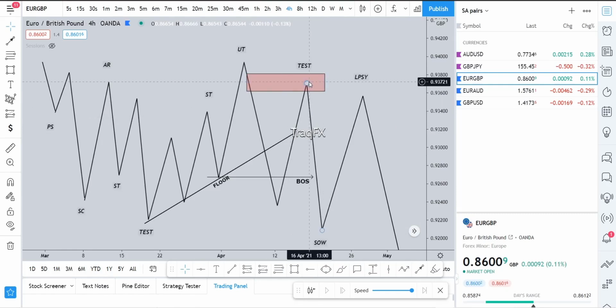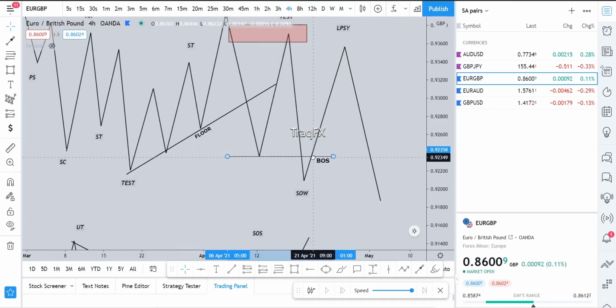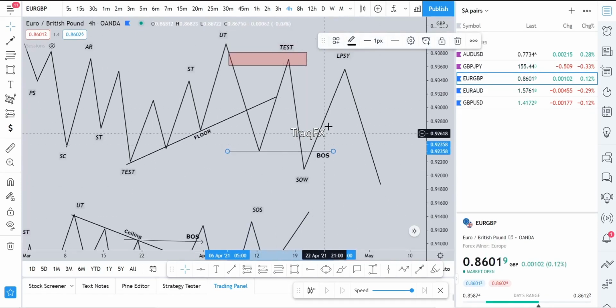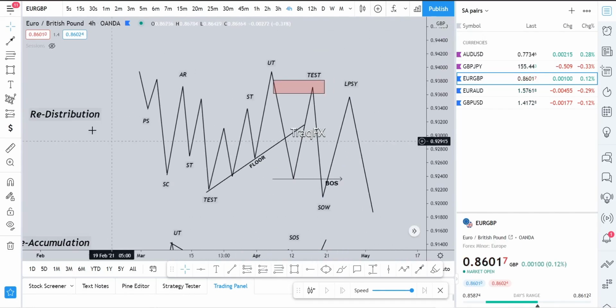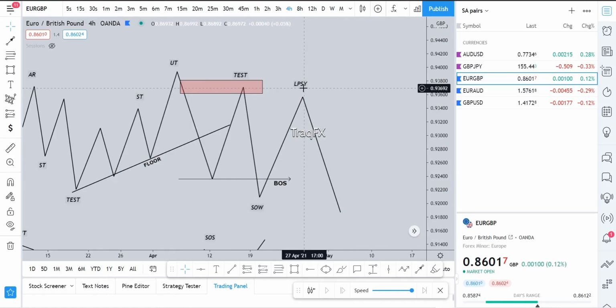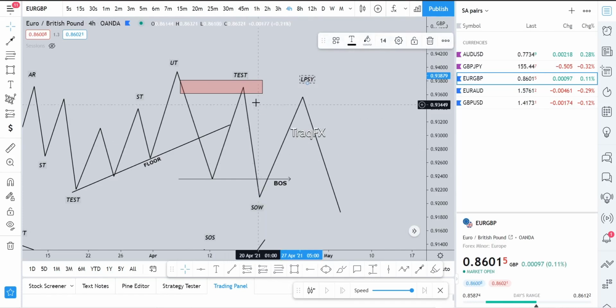We can use that as an entry along with our other confirmations. After that, price will continue towards the downside. Ideally, we should see another break of structure, confirming that we are now going to see an expansion towards the downside after this redistribution, and then we'll look for a last point of supply.